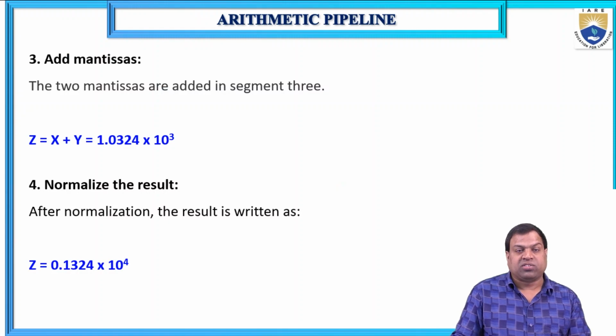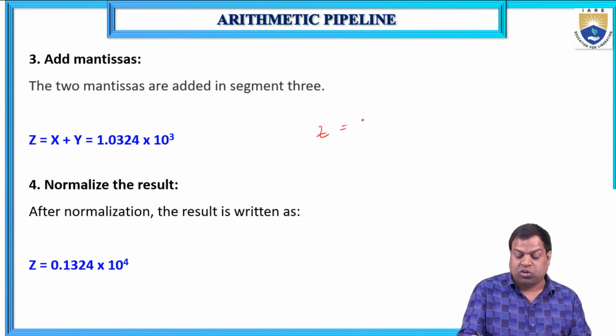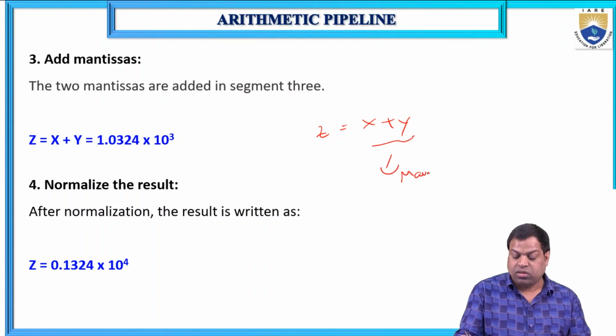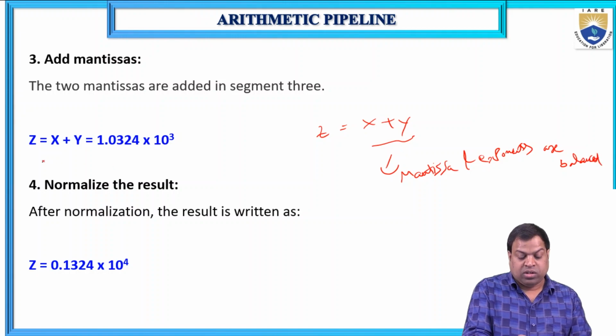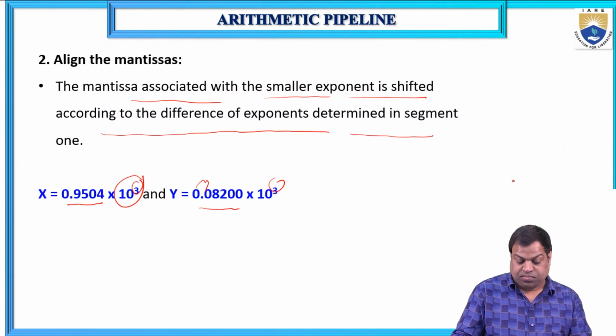Now add the mantissa. Now I am performing z equal to x plus y. Why am I performing it like this? Because the mantissa and exponents are balanced. So 1.0324, with x equal to 0.9504 and y equal to 0.0800.